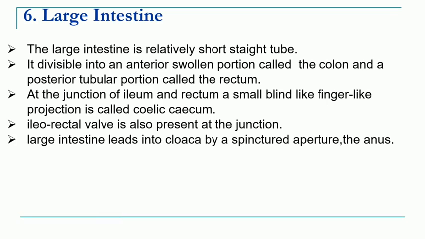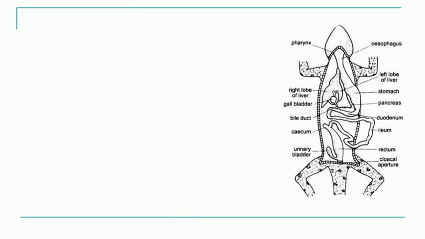Now this large intestine leads into the next part of the alimentary canal, that is called the cloaca, and there is an opening which is guarded by an aperture. So this cloaca opens into the rectum or the anus. So we come to the last part, that is the cloaca. If you see this cloaca, it is basically a small tubular structure.